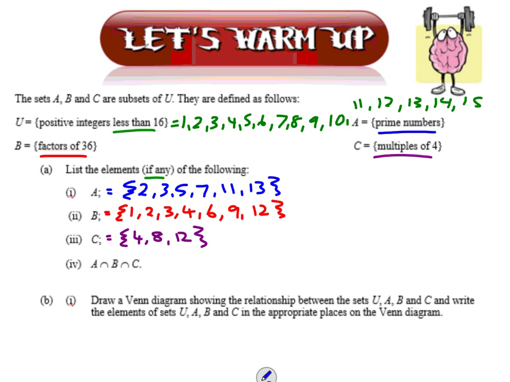And this last one here, A intersect B intersect C. You're looking for what elements are in all of those 3 sets, A, B and C. If you look carefully, 12 appears in both C and B, but it doesn't appear in A. Another example is 2 appears in A and B, but doesn't appear in C. You'll find that there are no elements that belong to all 3 sets. So the null set is the answer for that one.